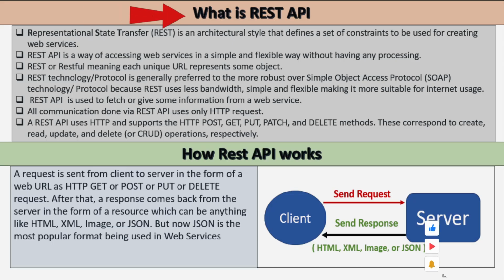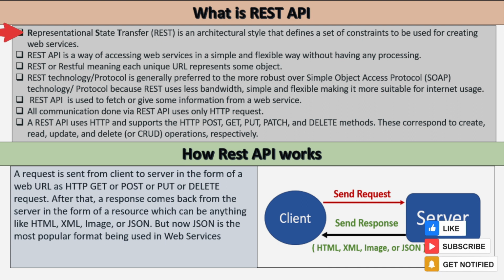Now let's see what is REST API. So the full form of REST API is Representational State Transfer, also known as REST, is an architectural style that defines a set of constraints to be used for creating web services. REST API is a way of accessing web services in a simple and flexible way without having any processing. REST or RESTful meaning each unique URL represents some object.